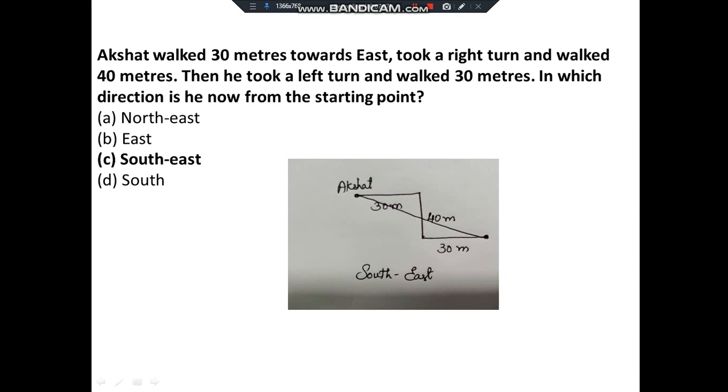Next question. Akshat walked 30 meters towards east, right side 30 meters, took a right turn, which is downwards, and walked 40 meters. He took a left turn. Left turn means towards right side and walked 30 meters. In which direction is he from the starting point? Just have a line from starting point to ending point. It is in southeast direction. So the option is option C.